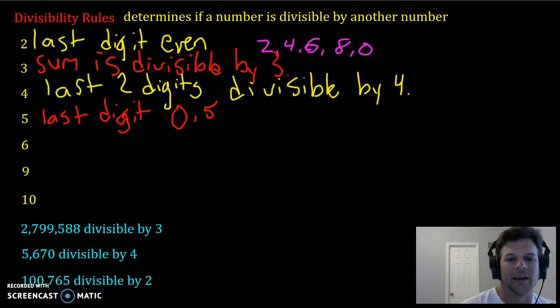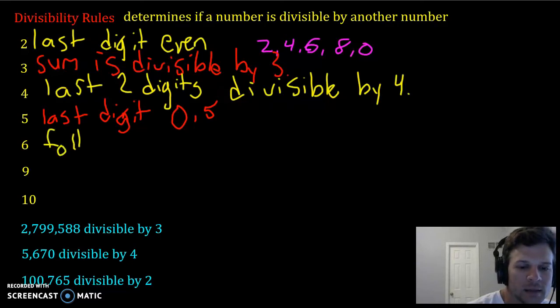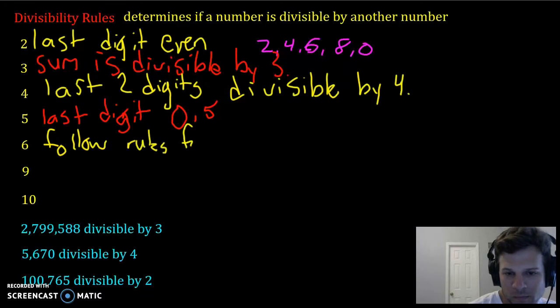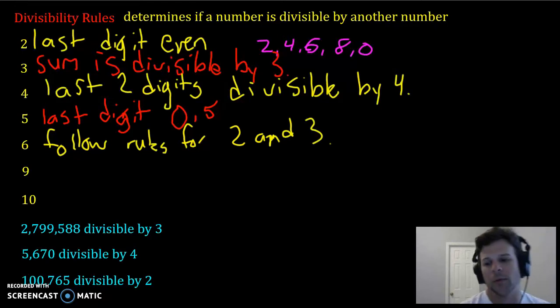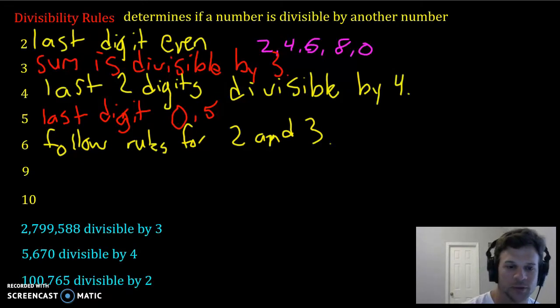Number 6, we're going to combine two previous rules that we've mentioned earlier. You're going to follow the rules of both 2 and 3 at the same time. So your number must both be even and its digit sum divisible by 3. Since the factors of 6 are 2 and 3, you have to follow the rules of both 2 and 3.